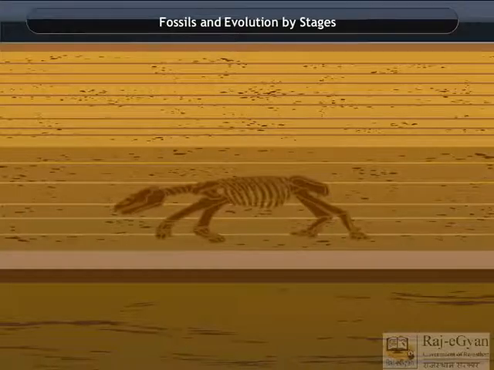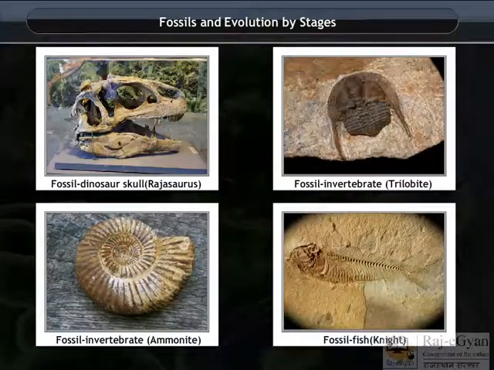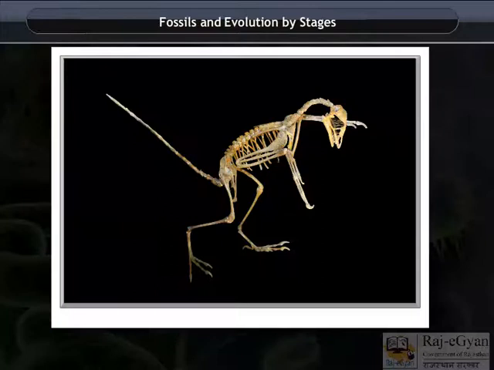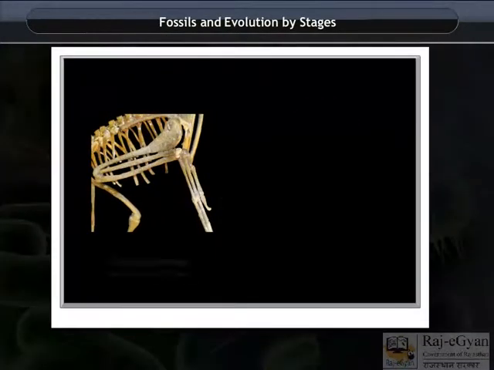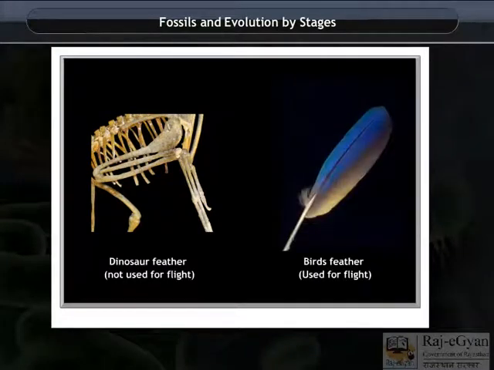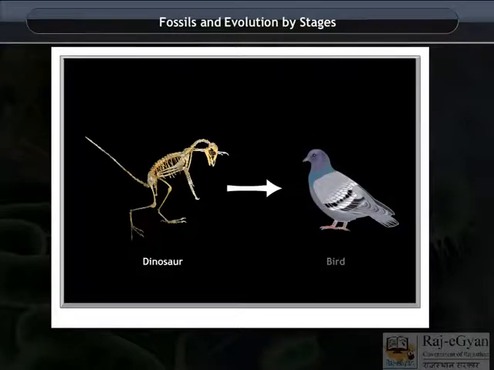Link of fossils in the process of evolution. Look at these pictures. These are the fossils of 4 different organisms, while this is a fossil of a dinosaur which had feather imprints. This indicates that some dinosaurs had feathers but would not use them for flight. These were gradually adapted by birds who used them for flying. Hence it is clear that birds evolved from dinosaurs, which were reptiles. Thus we conclude that fossils provide evolutionary relationships between different species.